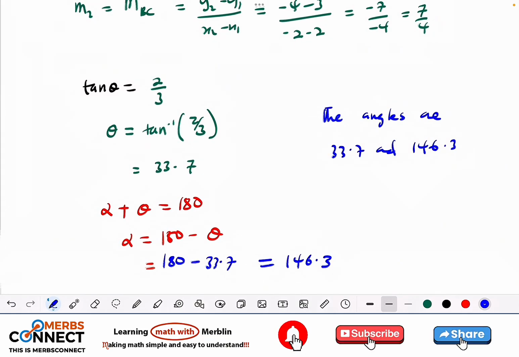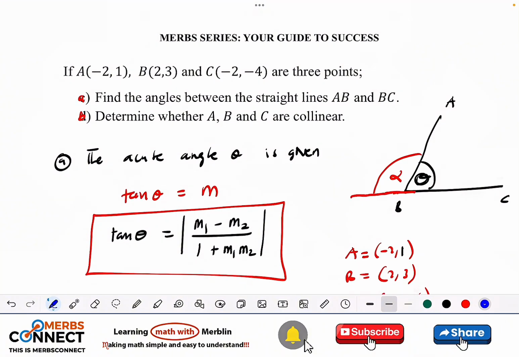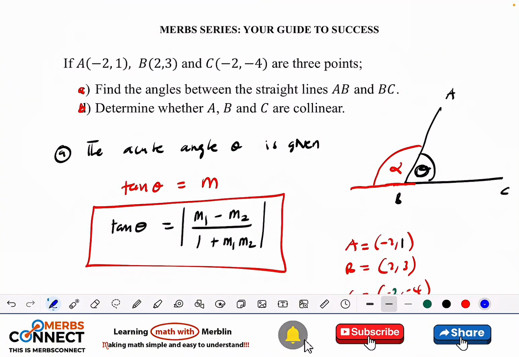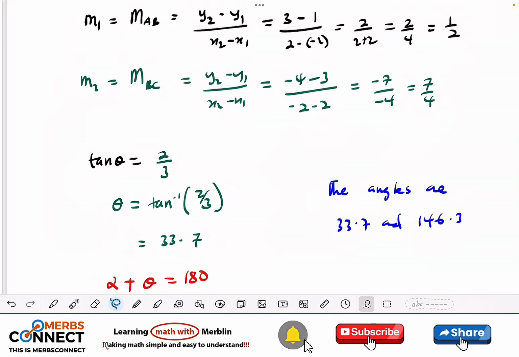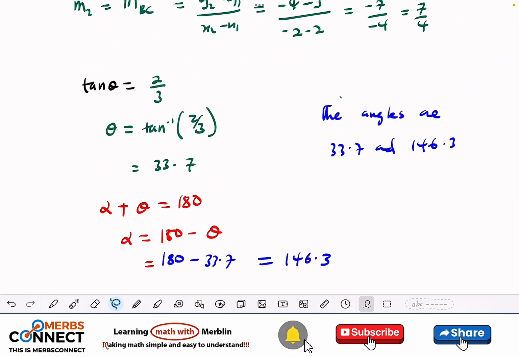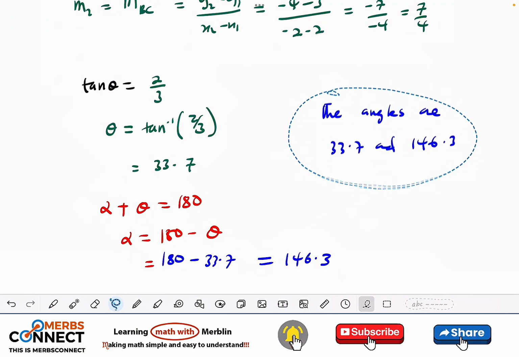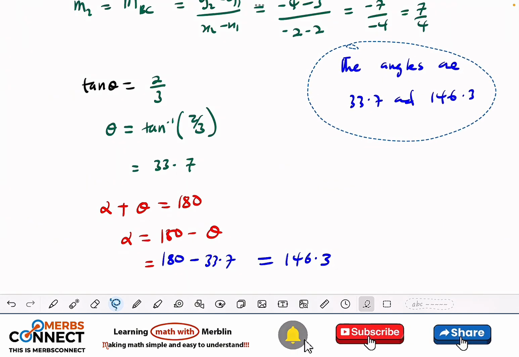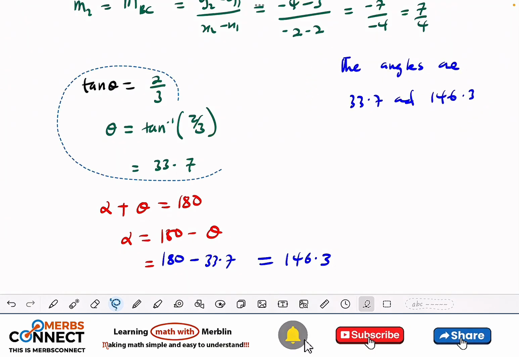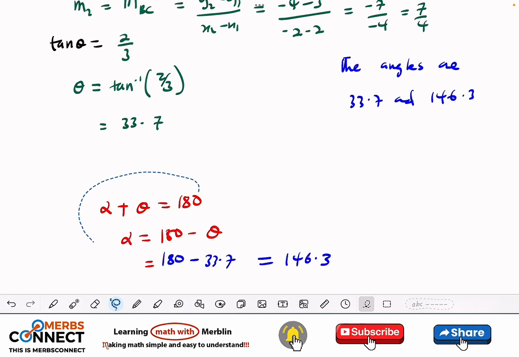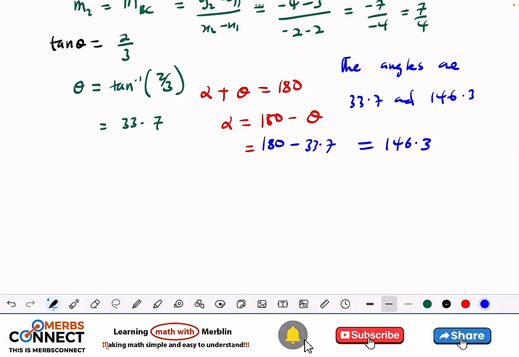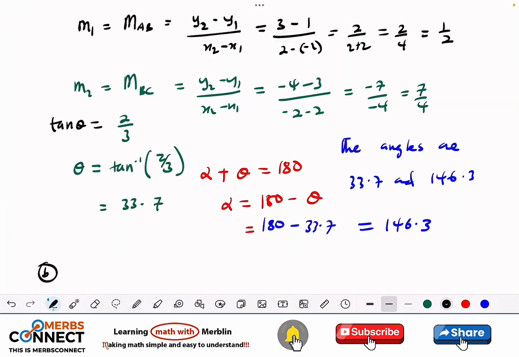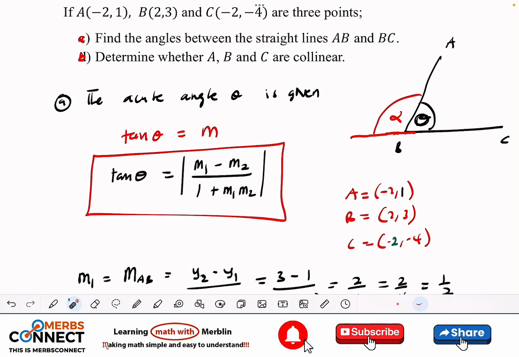Good. Now let's do the last one, which is B, and then we are done. So what I'm going to do is, let me just move this up here small, and then move this one also up here small, and just move this one up here small. Now what is B? B is simple. B is saying that determine whether A, B, and C are collinear.